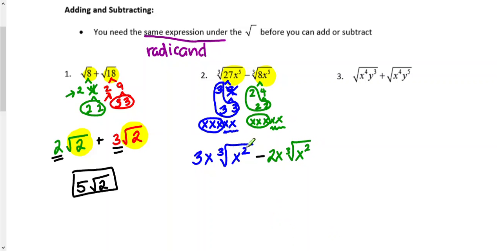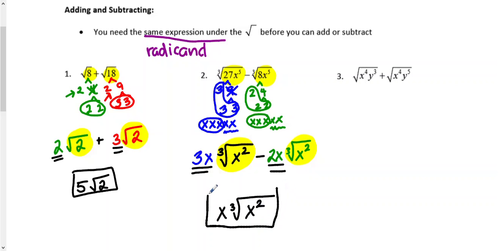So now, since I have the same radicals, the cube root of x squared and the cube root of x squared, all that's left is to subtract the outside. So I have 3x minus 2x, which just leaves me with 1x and the cube root of x squared. And that's my final answer. So if you want to try number 3 on your own, you can. If you want to keep watching, I'm going to work this one out.